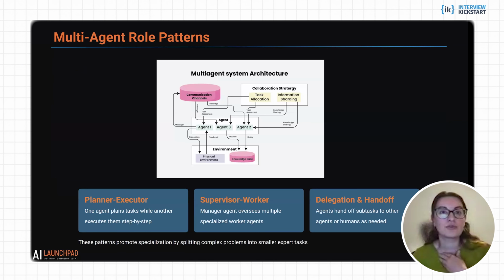And we can design roles like planner and executor. For example, one agent decides what to do, another agent does it. Or we can have supervisor and worker, where a manager oversees several specialists, or delegation or handoff, where agents pass subtasks to others or even humans when needed. The analogy is that a single agent is like a freelancer, and a multi-agent system is like a well-run team: planner, developer, reviewer, each bringing their own expertise.